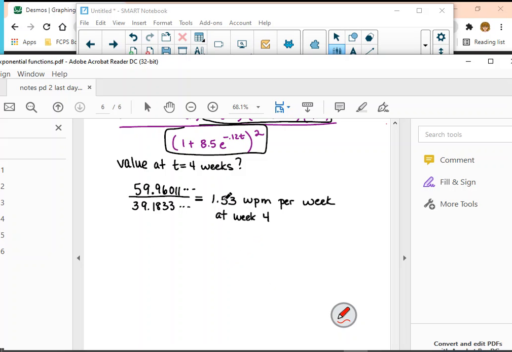So that means I'm increasing by 1.5 words per minute per week in week 4. Our time is weeks. Our output is words per minute. So it's a words per minute number per week. About 1.5 words per minute is how my speed is improving in week 4.